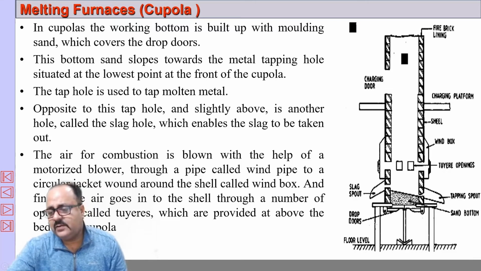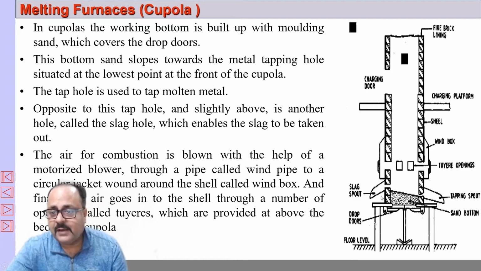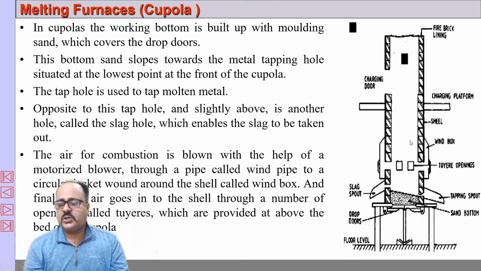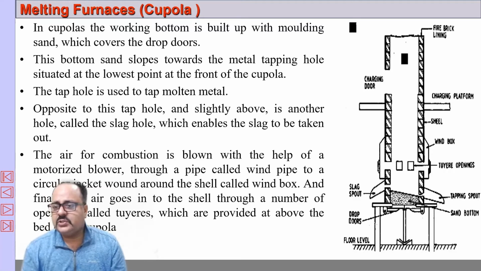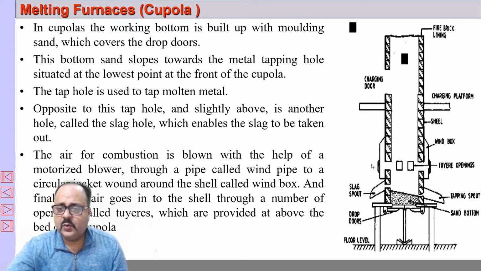and you will see the sand is made in such a way that it slopes towards the tapping spout, which is at the bottom side. Slightly above the tapping spout, on the other side of this cylindrical shaft, we have the slag spout, from which we remove the slag, and slightly above there is a box made of steel having holes on it which are called tuyeres, and this box is called the wind box. The air is blown with a motorized blower through these tuyeres inside the furnace. This is called the wind pipe.